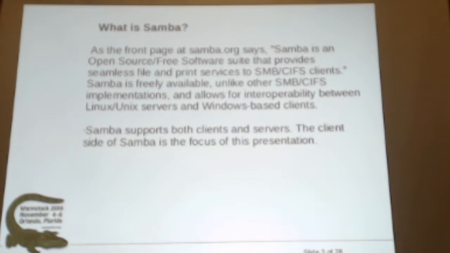Samba is freely available, unlike other SMB/CIFS implementations. And I guess that's a dig at products like Windows Server, Novell, I guess, NetWare to some extent. And back in the day, Warp Server would be another example of a non-free SMB and CIFS implementation. And it allows for interoperability between Linux and Unix servers and Windows clients. Now, in this context, you can replace Windows clients with OS/2 clients, Android clients, possibly even Apple clients as well. I don't use Apple myself.